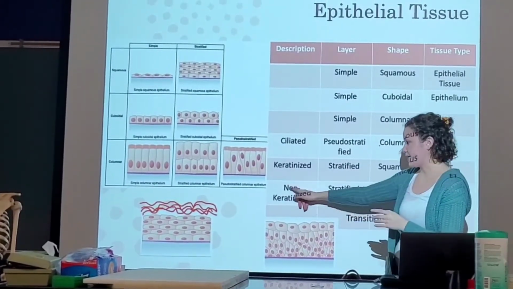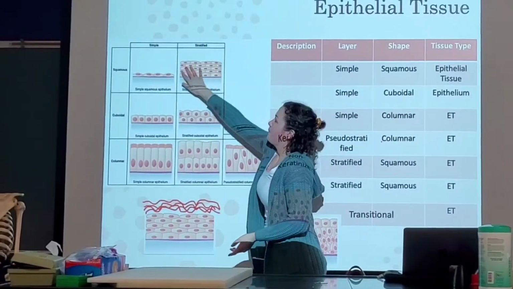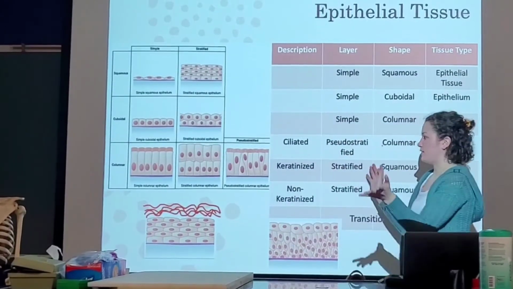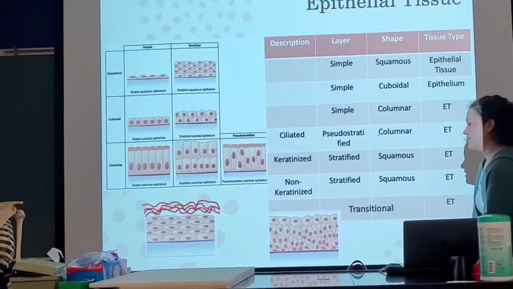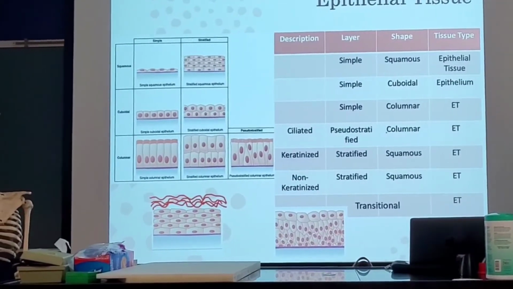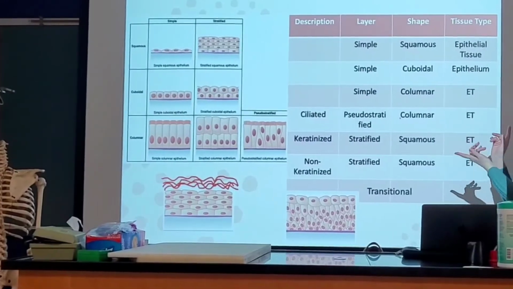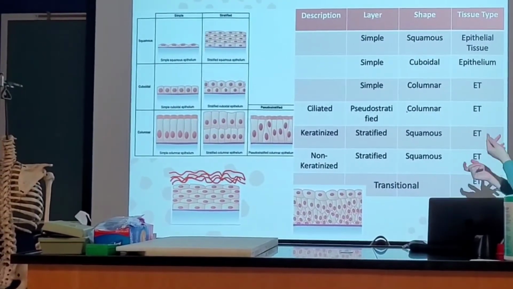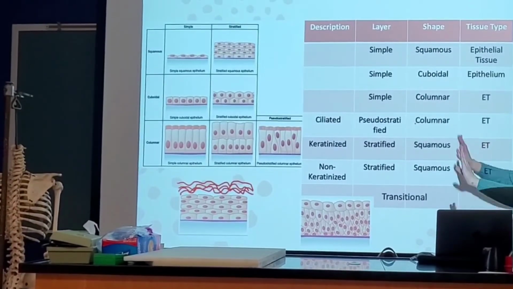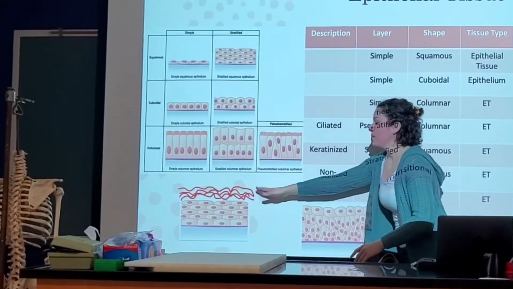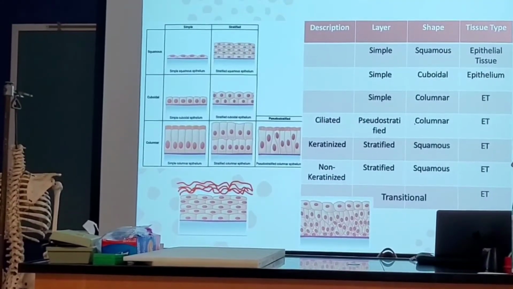The non-keratinized stratified squamous basically just looks like this, but no wavy dead skin. So non-keratinized, it doesn't have any keratin. It's actually found in like the esophagus or the rectum or the vagina. So non-keratinized stratified squamous epithelial tissue does not have that wavy appearance sitting on top of the stratified squamous cells.